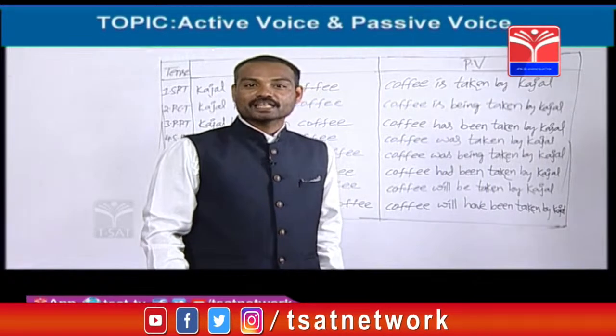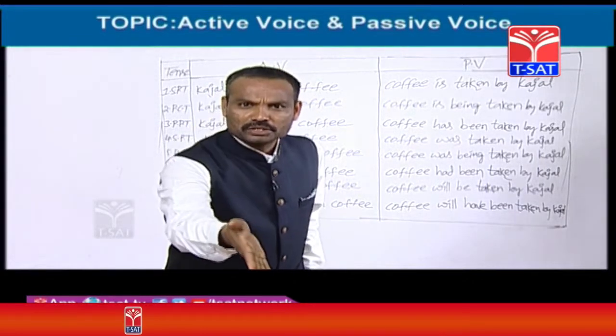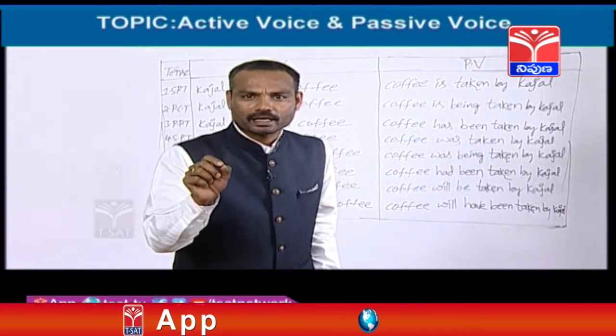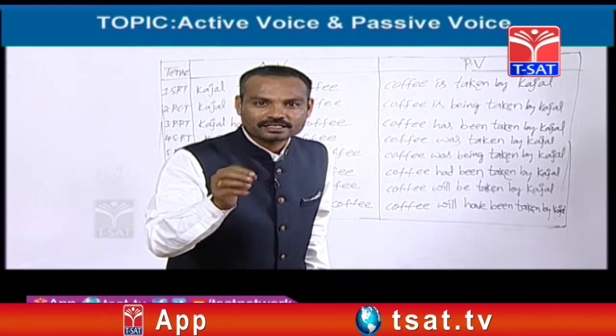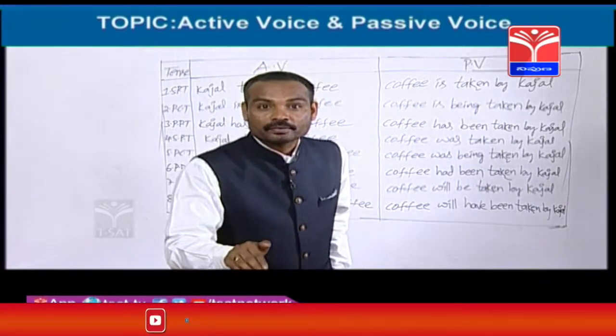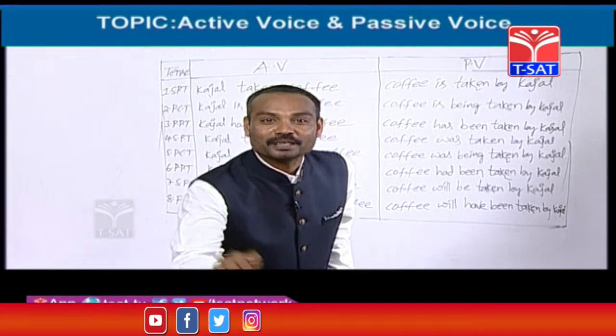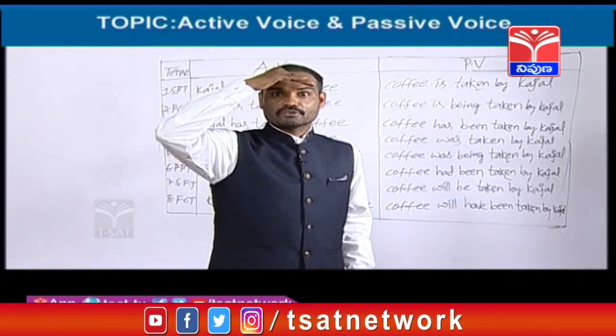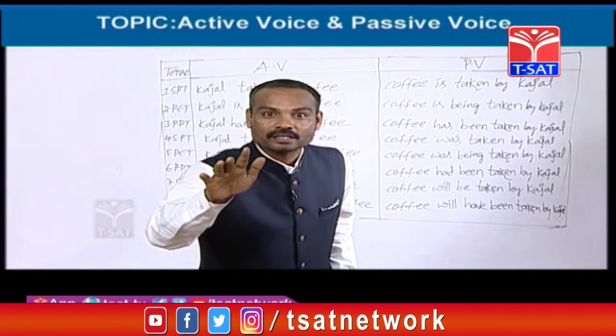For example, in the active voice, they have given can. You write can be. First, that modal verb should be written as it is. Immediately be should be written. For example, they have given may. You write may be. For example, they have given must. You write must be.